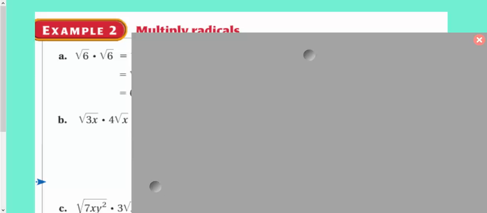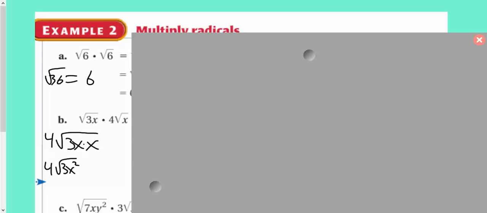Multiplying radicals. This is that skill I mentioned at the beginning of the video. If you have something like root 6 times root 6, you can multiply those together. Anytime you see two roots, multiply them together first. It's going to make the problem easier. So here I have root 3x times 4 root x. The 4 is on the outside, leave that on the outside. And then you have 3x times x, which is 3x squared.